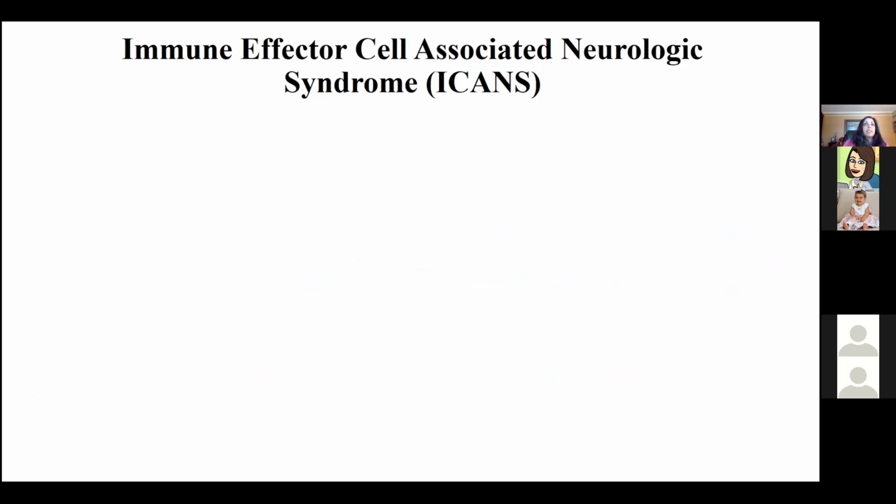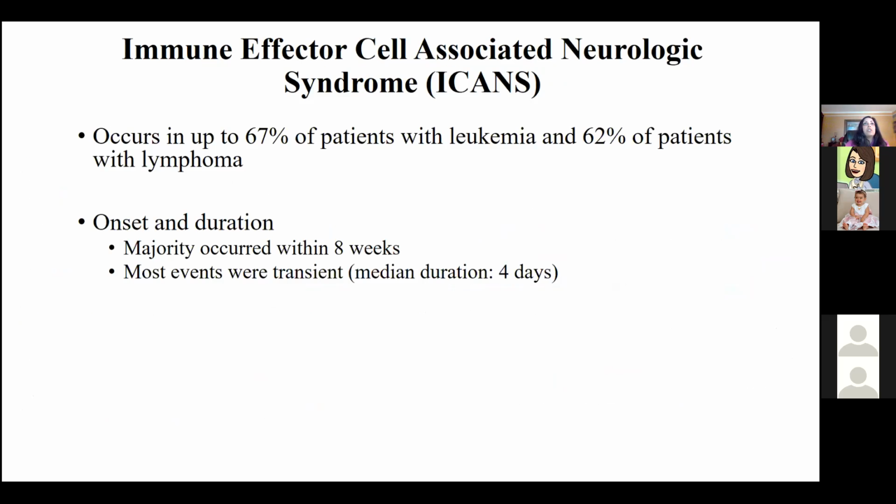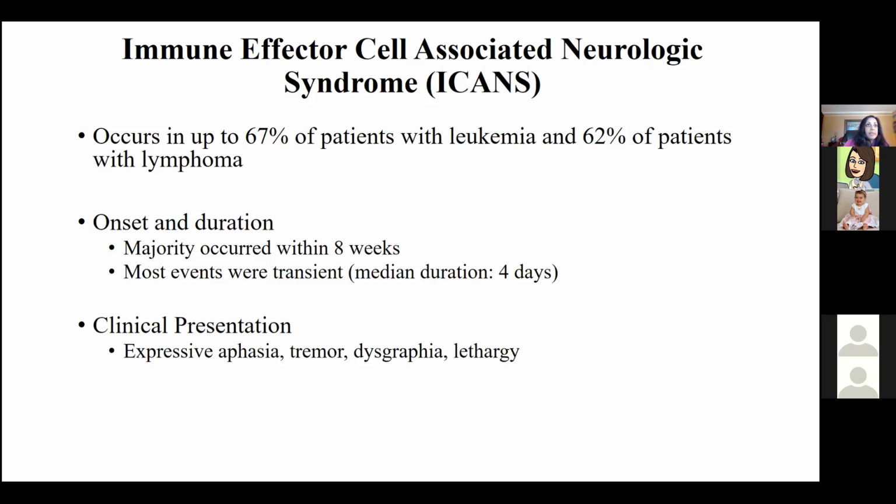So what is ICANS? This is the other toxicity in addition to cytokine release syndrome that we are most concerned about in these patients. So this occurs in approximately 67% of patients if you look at all patients treated with all CAR T cell therapies. So about 67% of patients with leukemia and 62% of patients with lymphoma. Typically it occurs within the first 8 weeks after infusion, but the majority, I'd say in my experience 99% of the events, will occur in the first week or 2 post-infusion. Most events are transient, median duration is 4 days.